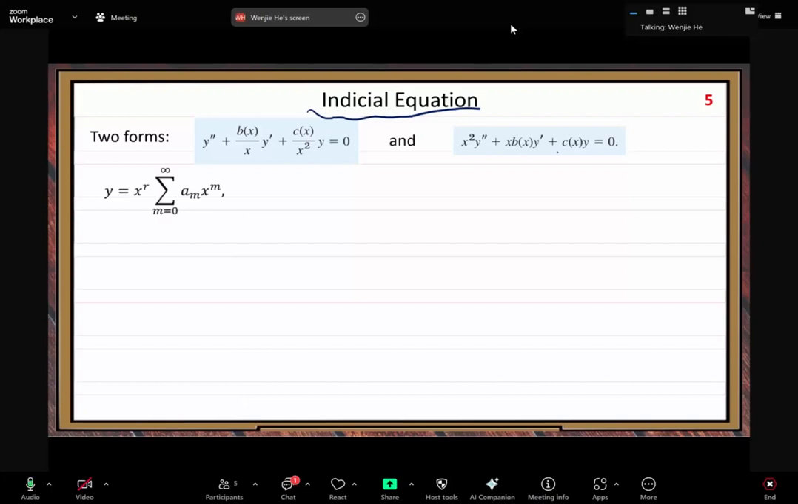We consider the solution y in this form, with R to be determined. Our first thing is to determine R. After we determine that R, we plug in that R. Because of the indicial equation, when you solve that equation, you may have more than one root, R1 and R2. R1 for the first solution, R2 for the second solution. Two different R's. So let's plug in. We want to see what equation this R should satisfy.